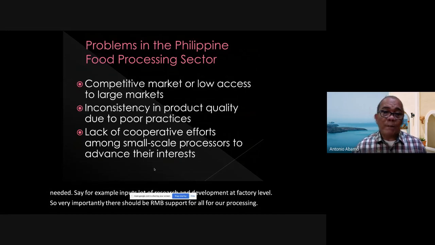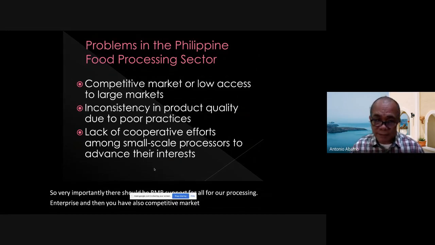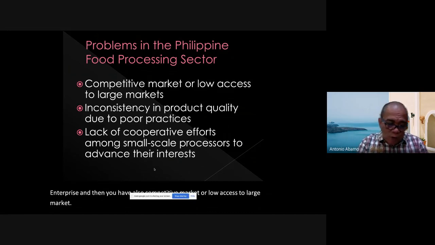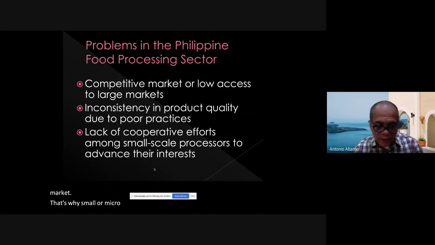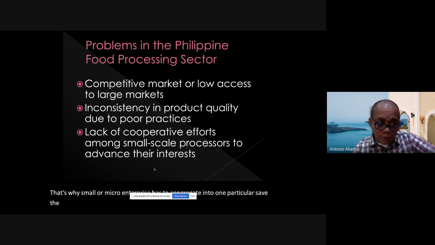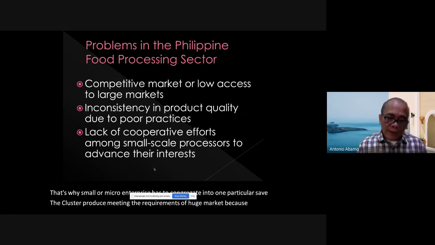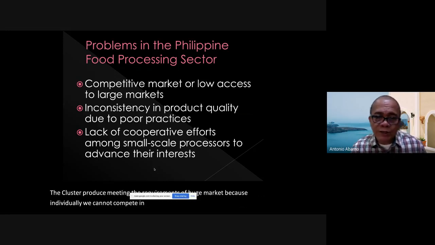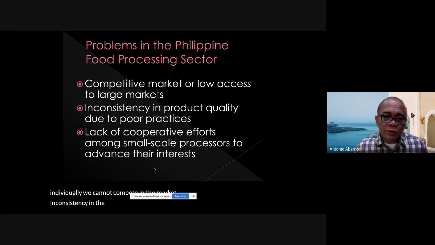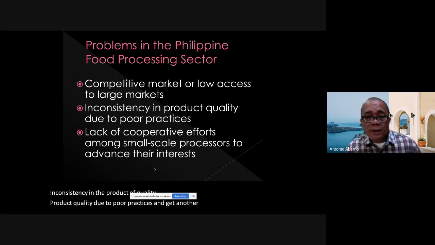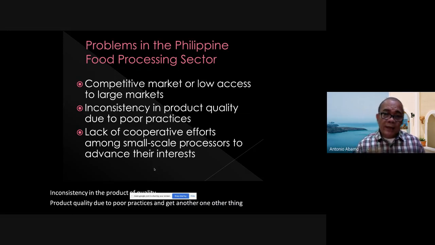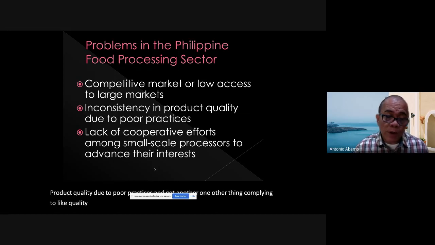And then you also have a competitive market or low access to a large market. That's why small or micro enterprises have to congregate into one particular cluster, meeting the requirements of a huge market, because individually we cannot compete in the market. There is also inconsistency in product quality due to poor practices, and another thing, complying with quality audits in terms of process requirements and other requirements.